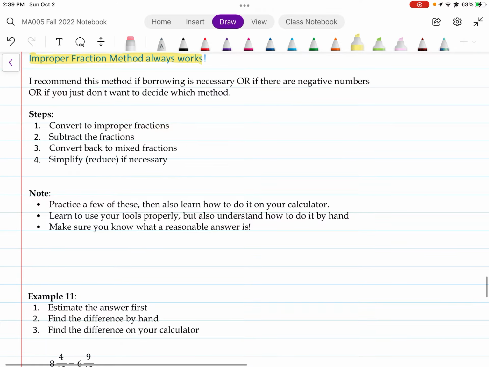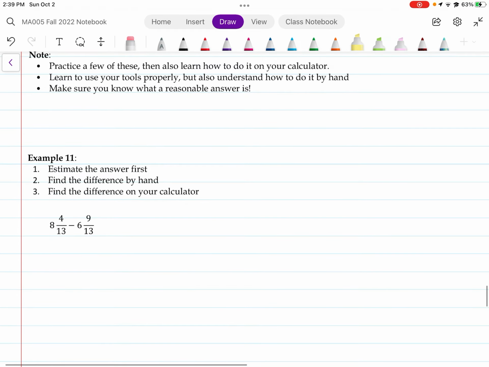All right, so on number 11, we are supposed to estimate the answer first, and then find the difference by hand, and then find it on your calculator. So we're going to do 3 different things, and these are all skills I really want you to know. So 1, estimate the answer first. This is around 8 minus around 6. It's going to be a little bit more to one side or the other, but let's just say it's going to be maybe around 2-ish, right? 1.5 to 2.5, somewhere in there. So just make sure your answer makes sense in the end.